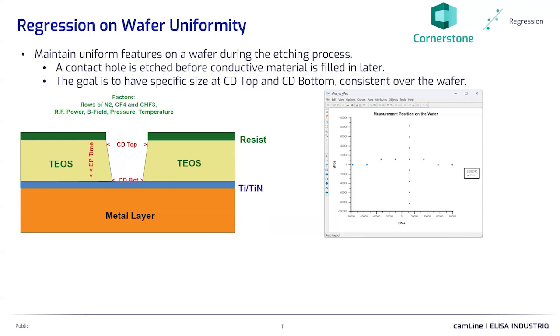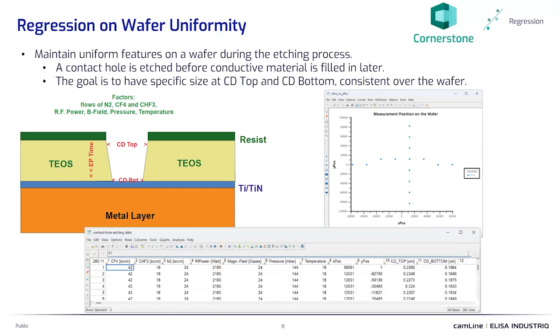So in the graph to the left, you can see a schematic of this contact hole, and also all the factors that are involved in the etching process. The goal is then to have a specific size at the top and bottom of the contact hole, and the measurements should be consistent over the wafer. In the graph on the right, you can see the 15 positions where the data are collected, and that's what the data looks like.